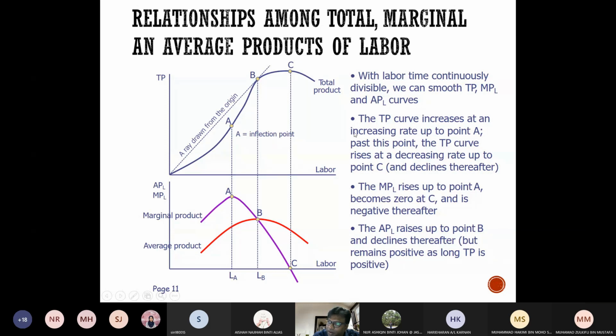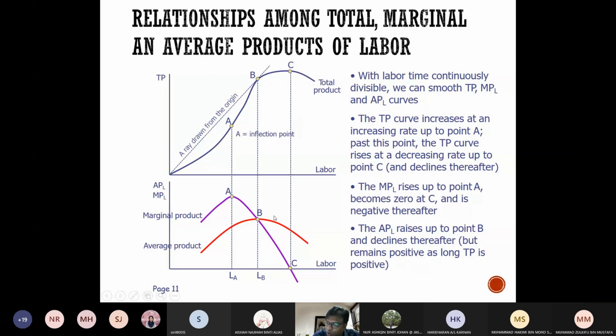The total product curve increases at an increasing rate up to point A. Past this point, the total product curve rises at a decreasing rate up to point C. After passing through point B, at point C it starts to decrease, and it will keep decreasing after that, going down as well. So this is the trend of the curve based on total product versus labor.